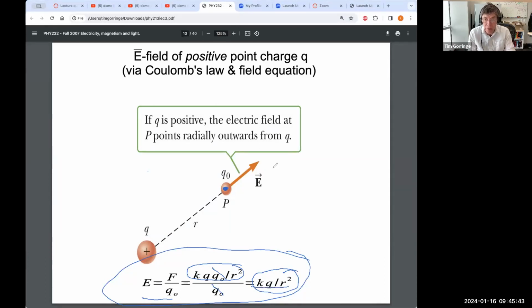Now, let me comment on the direction. The direction for a positive charge is that the field is away from the positive charge. In the case of the positive charge, the electrical field at the location of the test charge and the force on the test charge are in the same direction. We'll see that that changes when we think about a negative charge, the field due to a negative charge. So let's jump to the next slide.